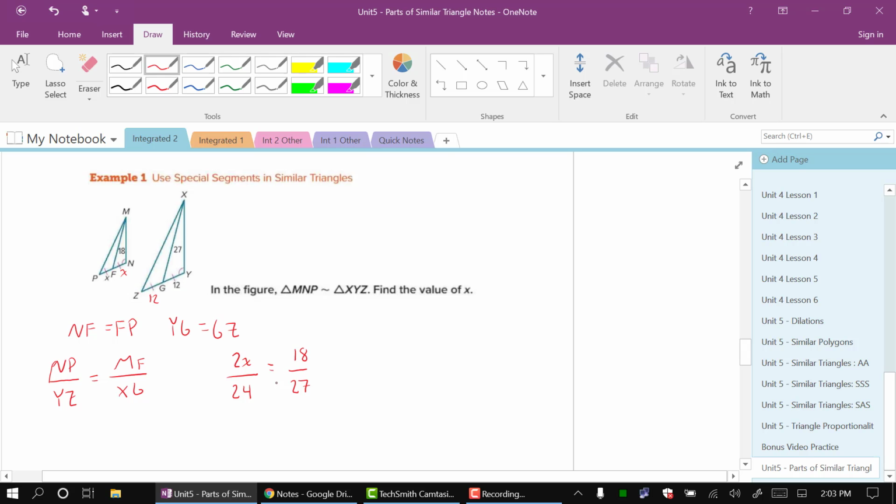Cross multiply. When we cross multiply, we end up with 54X equals 432. Divide by 54. Divide by 54. We end up getting X equals 8. Let's take a look at our next example.